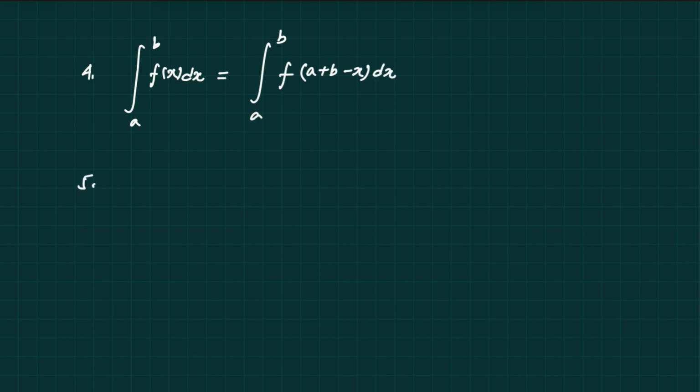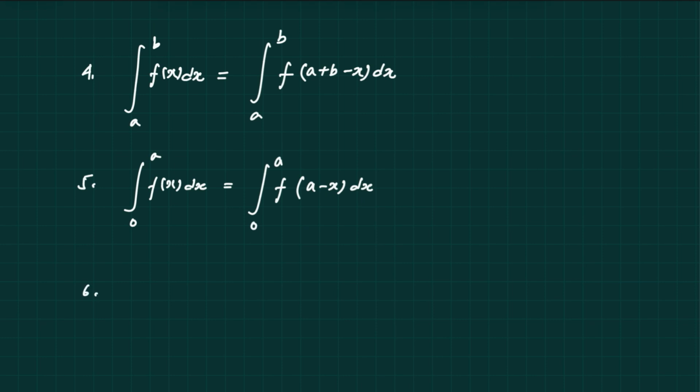Property number 5: the integration from 0 to a, where my lower limit is 0 and upper limit is a. This property number 5 will be applicable only if the lower limit is 0 and the upper limit is non-zero. The value of this integration will be equal to the integration from 0 to a of f of (a minus x) dx. Actually this property comes from property number 4, because in property number 4 we add the lower limit and upper limit and subtract x. So here also we are adding 0 and a, which gives a, minus x dx.